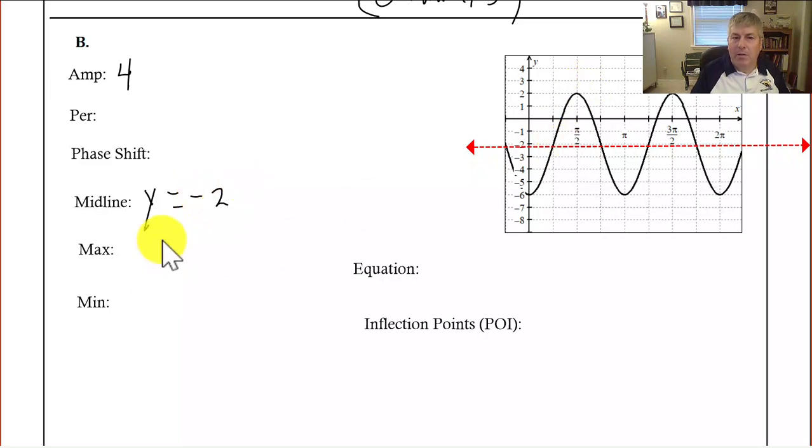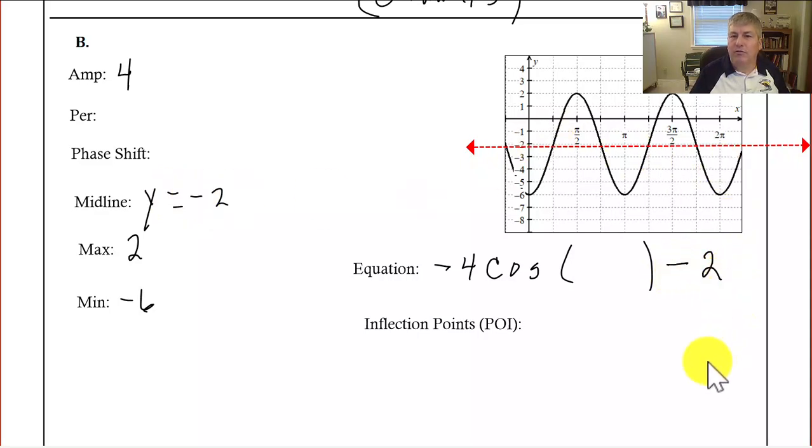My maximum occurs at 2. My minimum is at negative 6. And this appears to be a cosine curve because we're starting at our minimum and going up. So this is actually a negative cosine curve, and we've got an amplitude of 4. So negative 4 cosine of some x, and then our midline is at y equals negative 2, so this graph has been shifted down 2 units. So I've got all that information for my equation already.